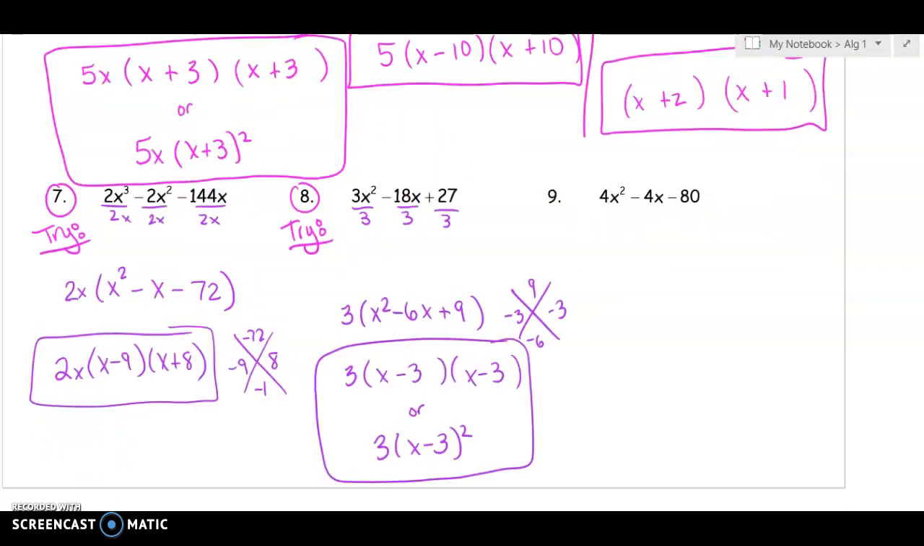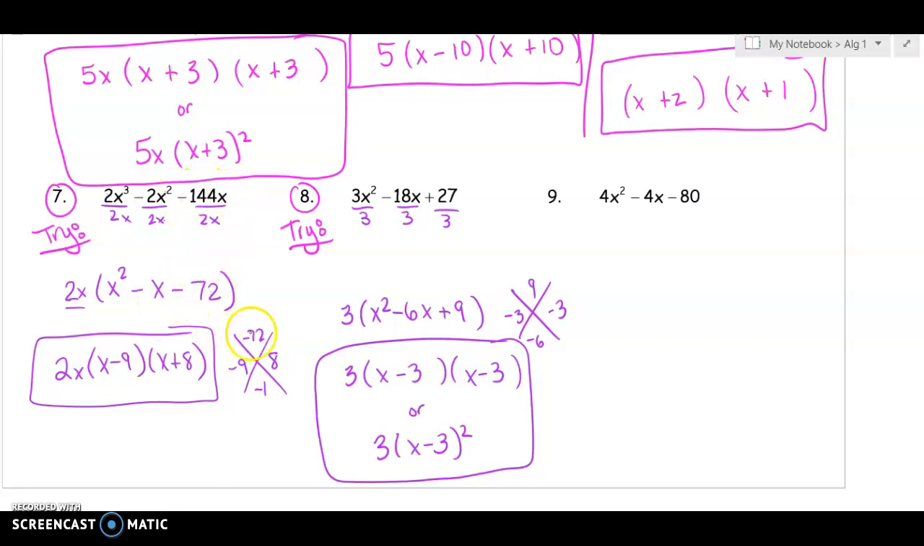All right, so looking at number 7, you'll notice that all three of these are divisible by 2, and they all have an x. To take the smallest one, 2x is going to be your GCF. So there's my GCF. I divided each of these by 2x. 2 divided by 2 is 1. X cubed divided by x is x squared. 2 divided by 2 is 1. X squared divided by x is x. 144 divided by 2 is, you still have a minus there, 72, and the x's cancel.